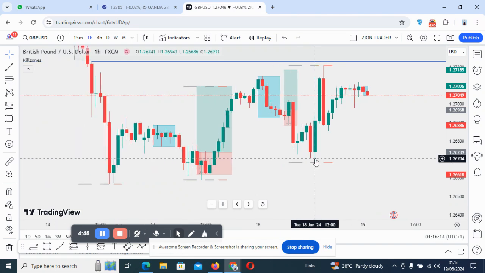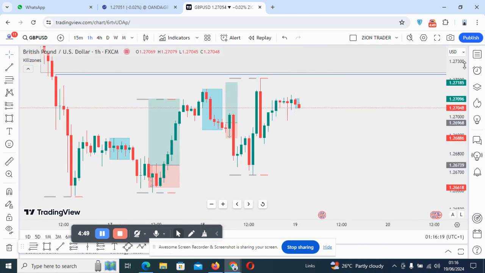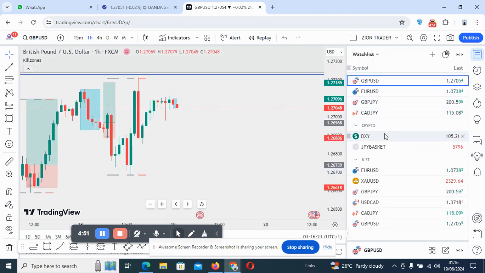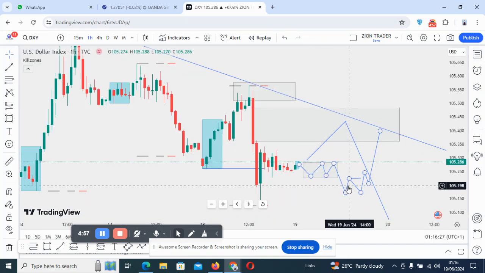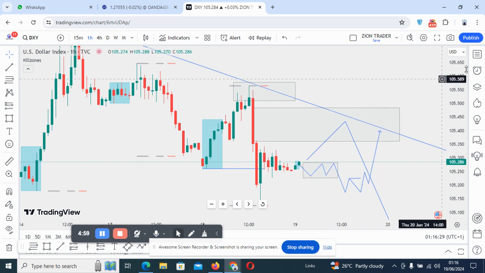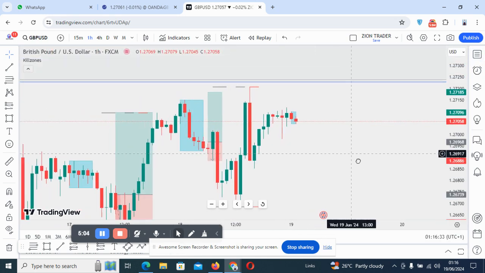So what I'm looking at on GBPUSD right now: if DXY does this, if it trades to the downside and gives me a confirmation to the upside, then on GBPUSD, I'm going to be selling GBPUSD.